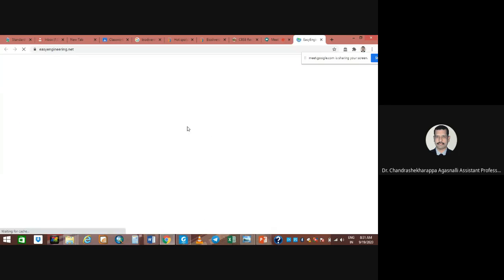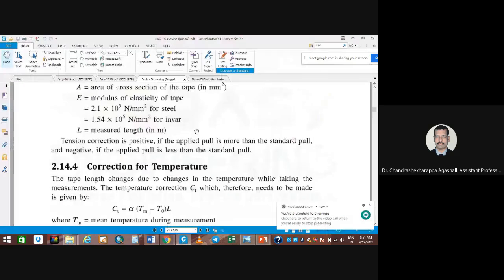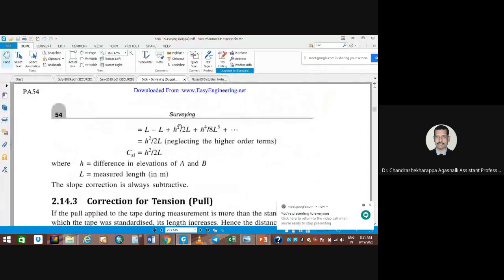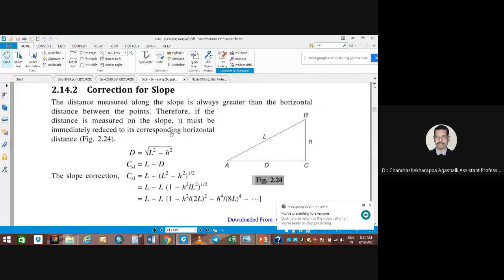But when it comes to the correction for slope, it is always on the negative side.